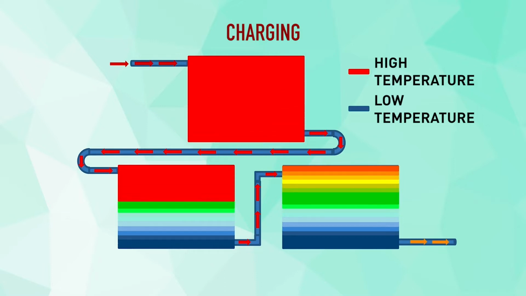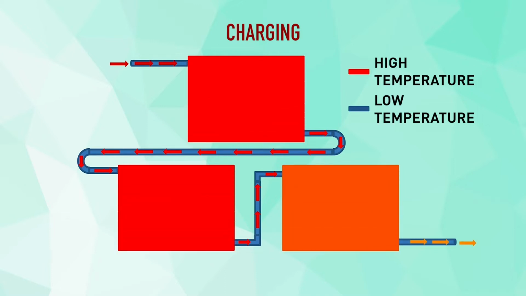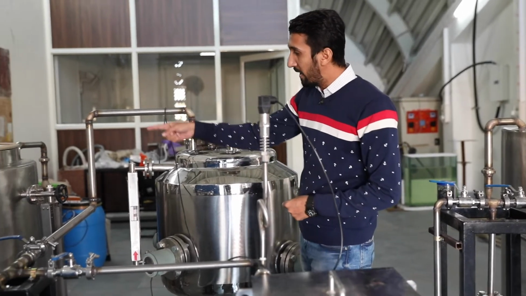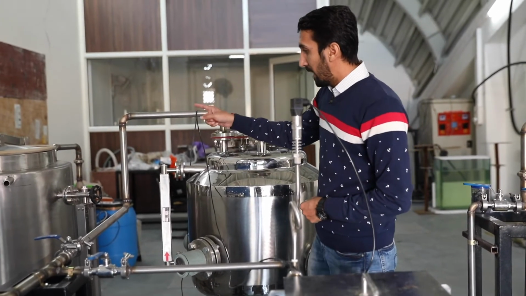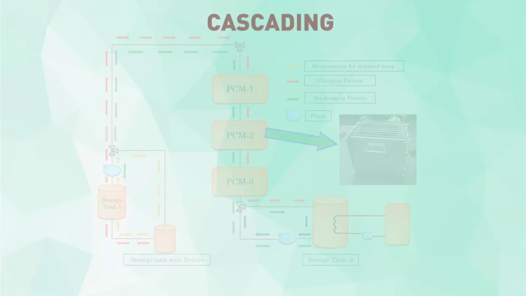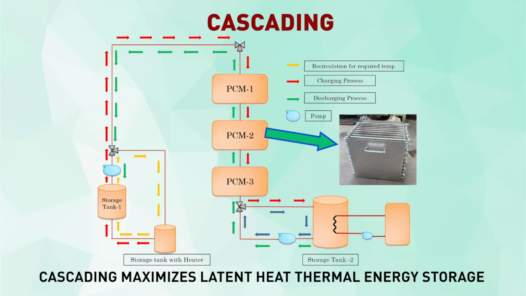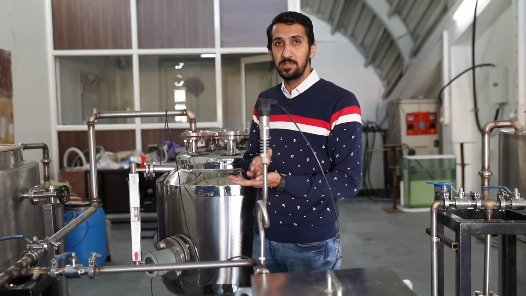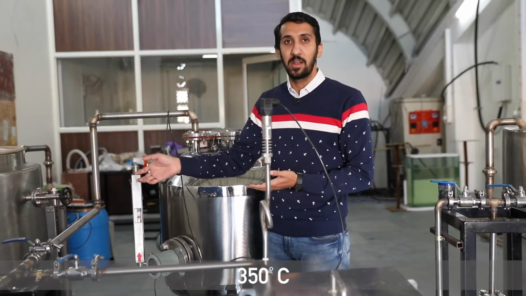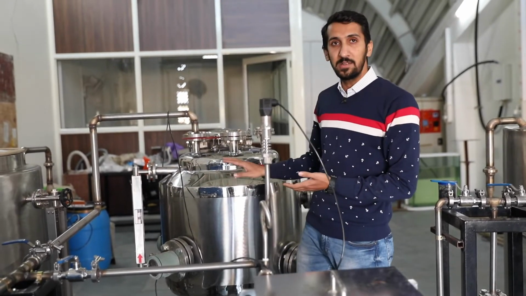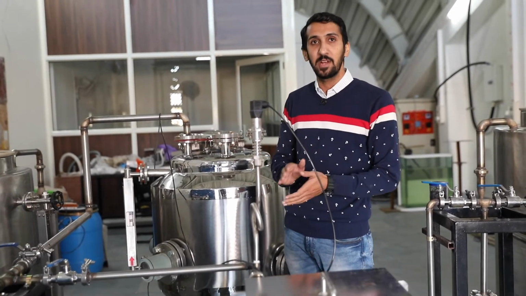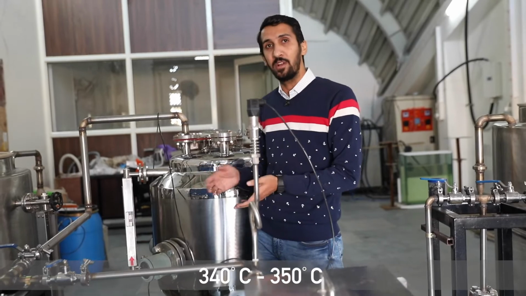For that we will raise the temperature of the HTF with the help of these 20 kilowatt heaters, and we will circulate this HTF from this to this by closing this valve, with the help of the canned motor pump, to achieve the desired temperature. For the charging process, our desired temperature is around 350 degrees centigrade. Its operating film temperature is around 370-380 degrees, so for the safer side we are going for 340 or 350 degrees centigrade.